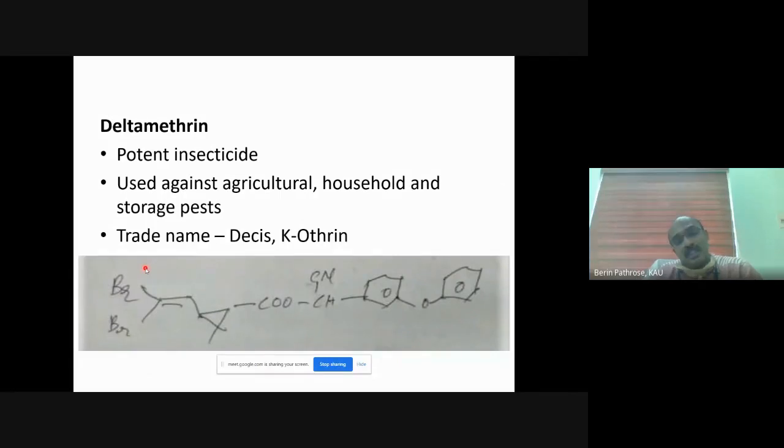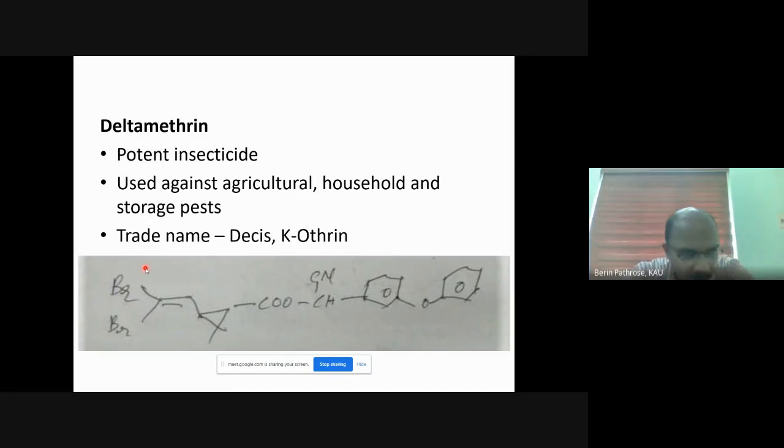It is used in agriculture. It is recommended for use in storage pest management, and it is used in household pest management also. Now it is available in several trade names: Decis, Keotrin, etc. In Maruti, one more trade name, Taxis, is available. And if you see the label, it is recommended as a pesticide for household pest management. So deltamethrin is widely used for household pest management.